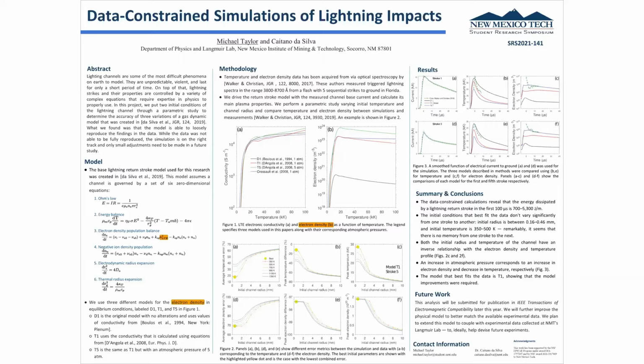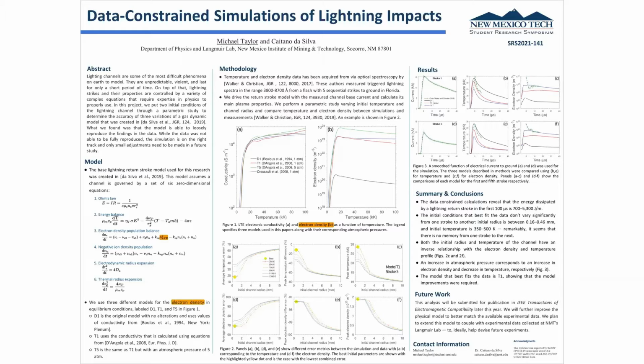A figure that describes that is figure 2. We can see this is the best stroke for the best model. It has the least normalized combined error, and it shows us the best initial conditions for the strike. And what this tells us, looking at figure 3, is that the energy dissipated through the first 100 microseconds is between 700 and 5,300 joules per meter. This wasn't surprising at all. This is a good range, depending on the initial input current.